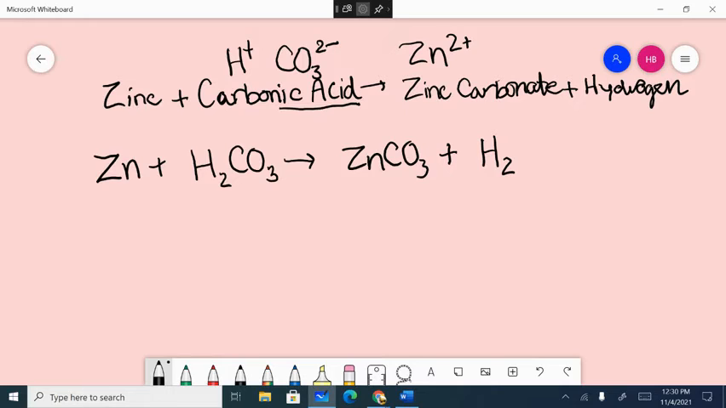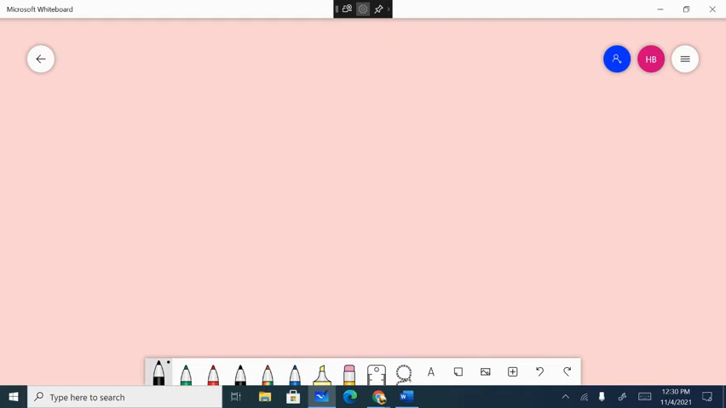Now this will happen occasionally. If you notice, I have 1 zinc on the reactant, 1 zinc on the product, 2 hydrogen on the reactant, 2 hydrogen on the product, 1 carbonate on the reactants, 1 carbonate on the products. This is balanced. So you don't necessarily need to have any coefficients. Sometimes it's already balanced. Number 3 is aluminum hydroxide.